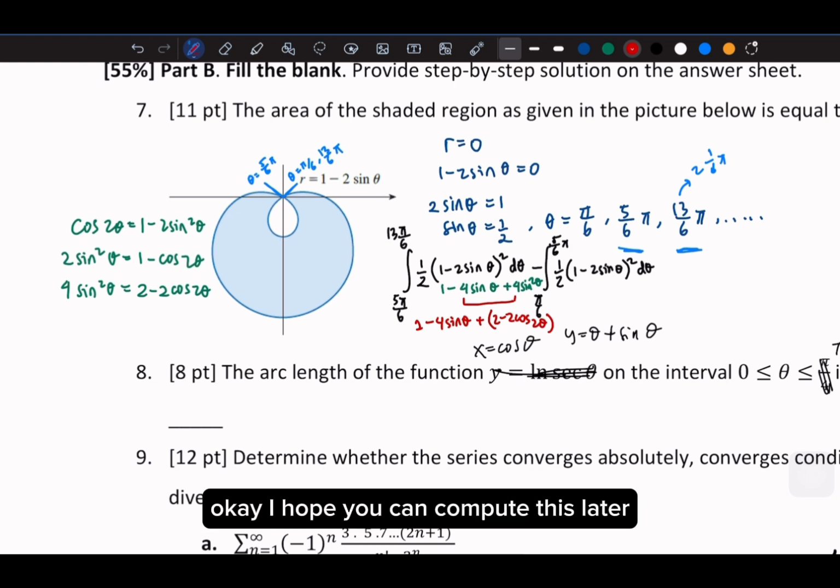I hope you can compute this. Later I will also put the answer key for this one.